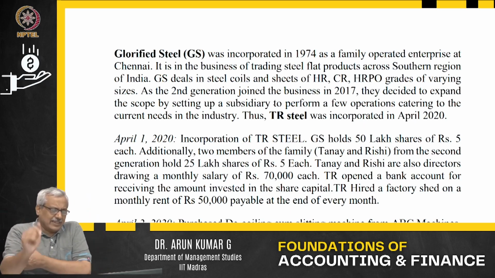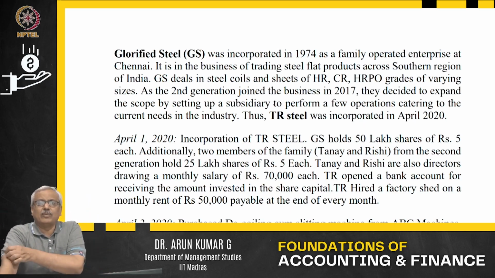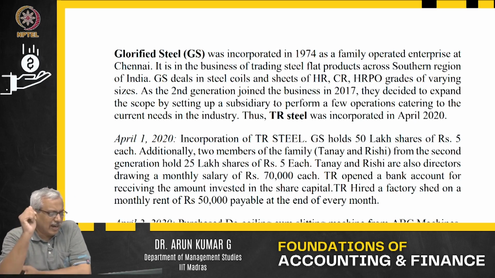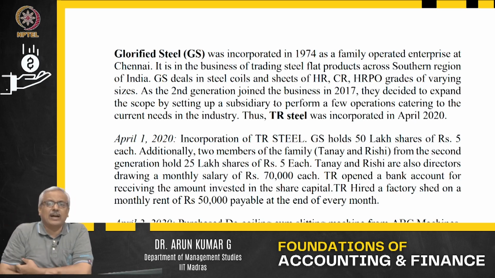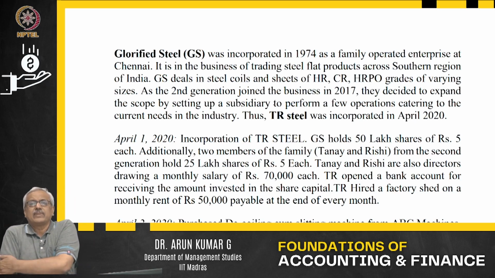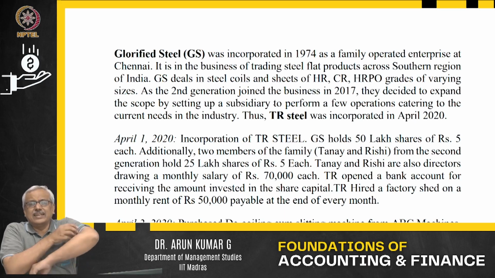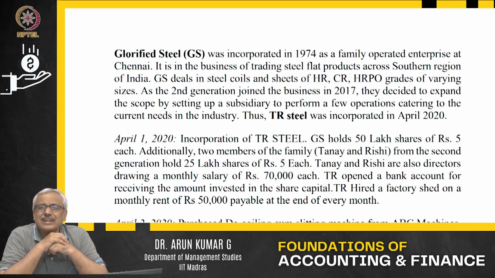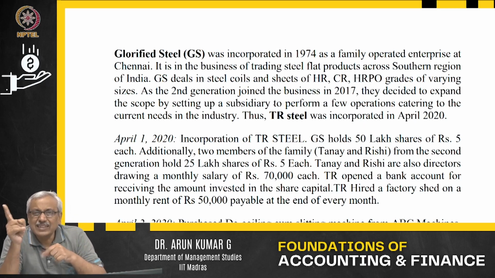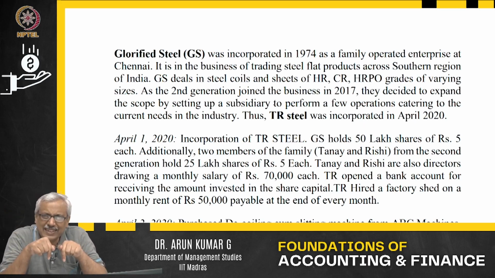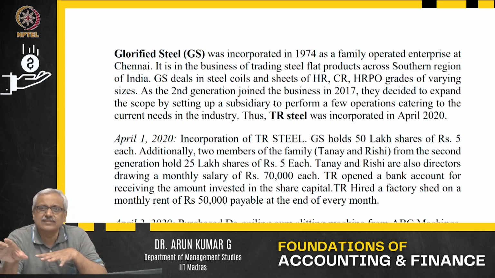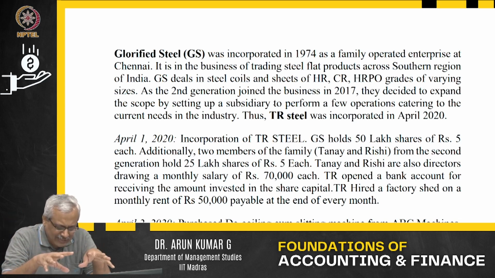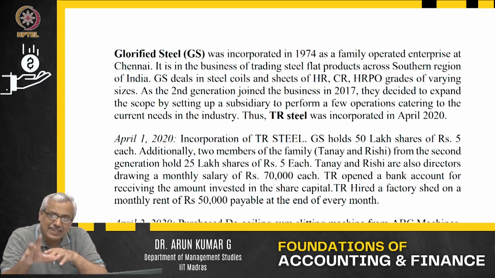Then, going further on the same thing. TR hired a factory shed on a monthly rent of 50,000 payable at the end of every month. Now, what happened? You have hired a shed. Rent is payable when? End of the month. As of today, is there a transaction? No, there is a contract that is signed. No transaction. Contract is different from transaction. There is a contract that is signed that I will pay the rent at the end of the month.